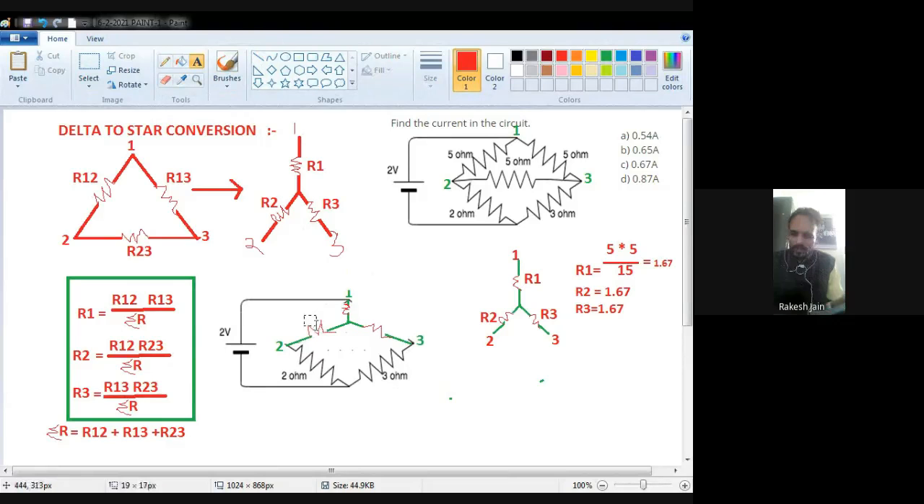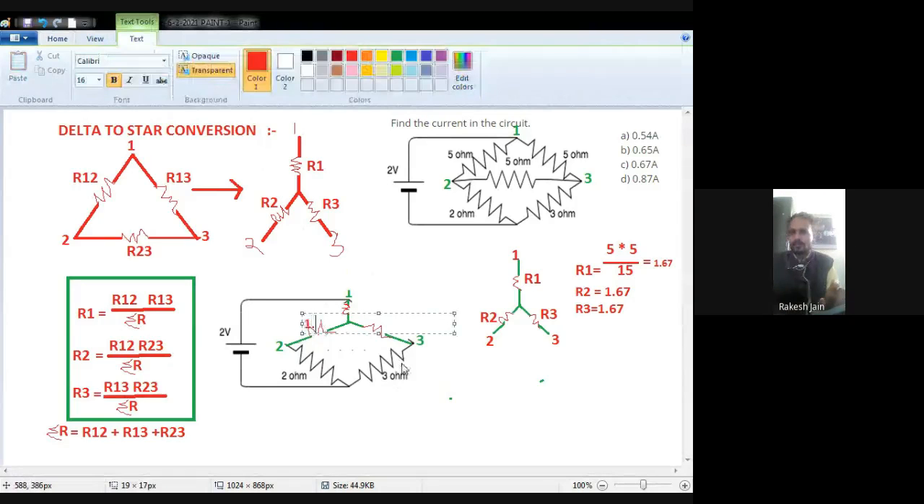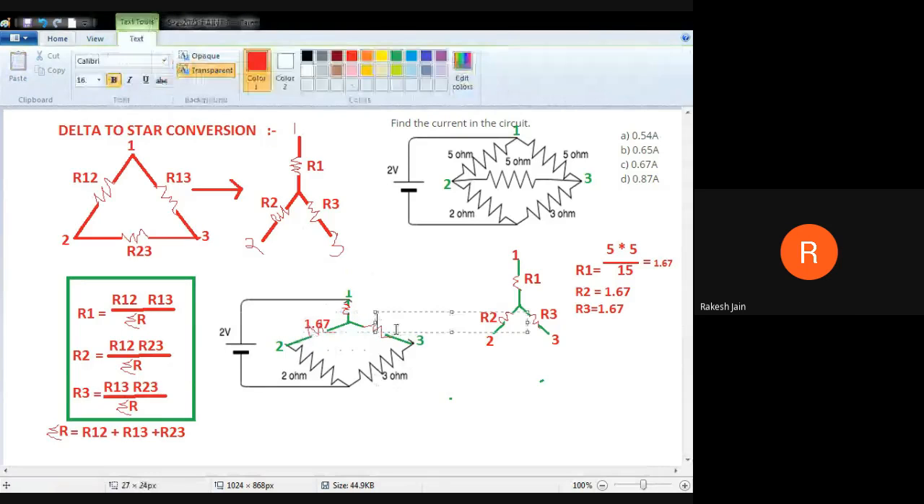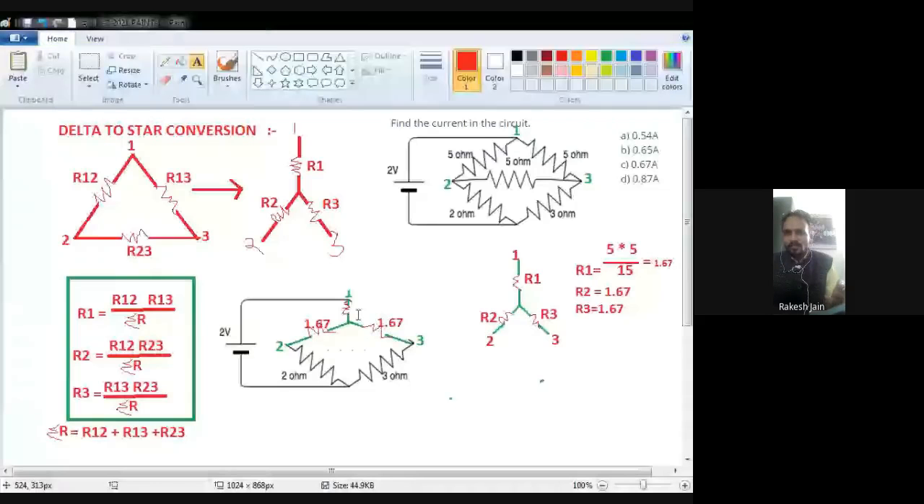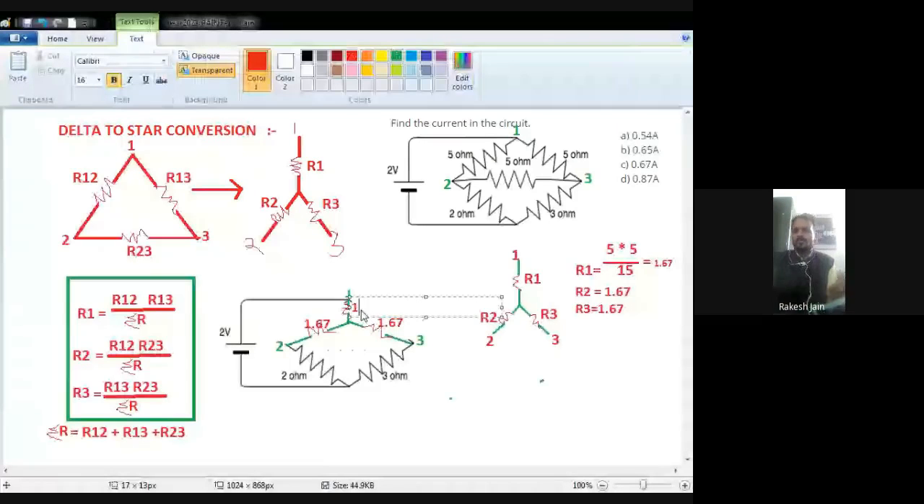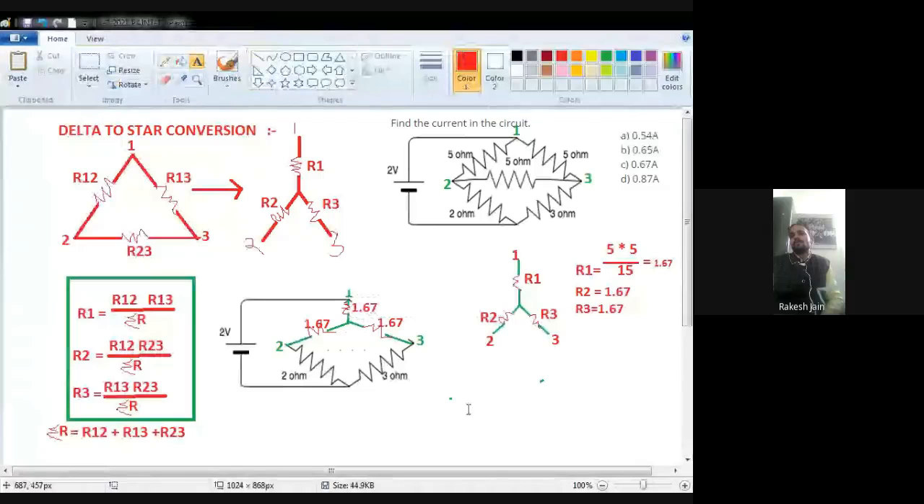Don't be confused, I just increase the size. Otherwise, for simplicity, you can do it like this. These are your first, second and third points. So this will be your star, because you have to draw the star connection. This one is the first resistance, this one is the second resistance, and this one is your third resistance. Now the diagram will be changed.